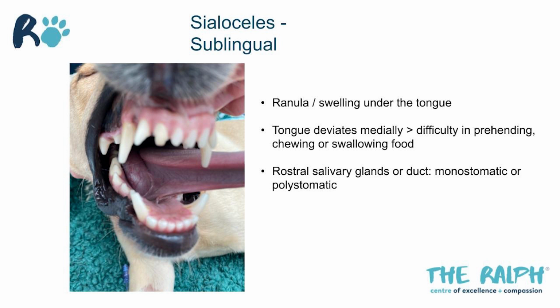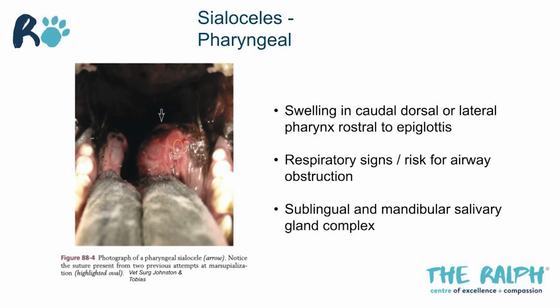Another common presentation is ranula or sublingual sialocele, as shown in the photo here. So you will have a swelling under the tongue. Depending on how big the swelling is, you may have deviation of the tongue medially to the other side. The typical sign of a ranula or sublingual sialocele is dysphagia. So the client will report that the dog cannot grab the food, cannot chew it, and cannot swallow it, and the gland that is affected is the sublingual salivary gland, the monostomatic or polystomatic portion.